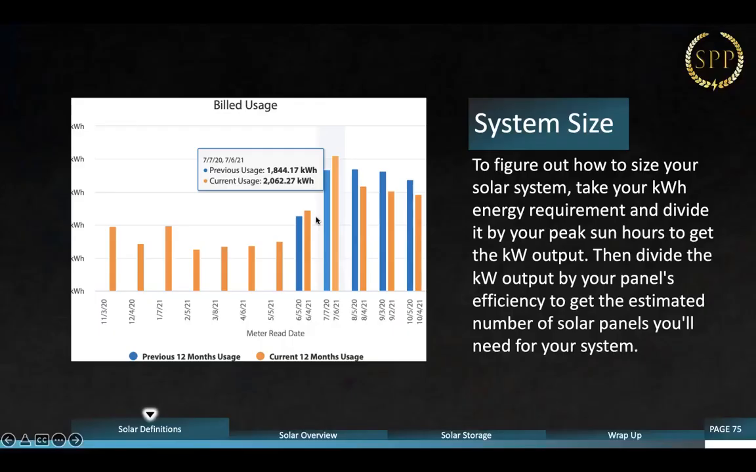So what you guys need to do in order for us to properly size the system is take the kilowatt hour energy requirement and divide it by your peak sunlight hours to get the kilowatt output. Then divide the kilowatt output by your panel's efficiency and get the system size for the number of panels that you'll need for your system.